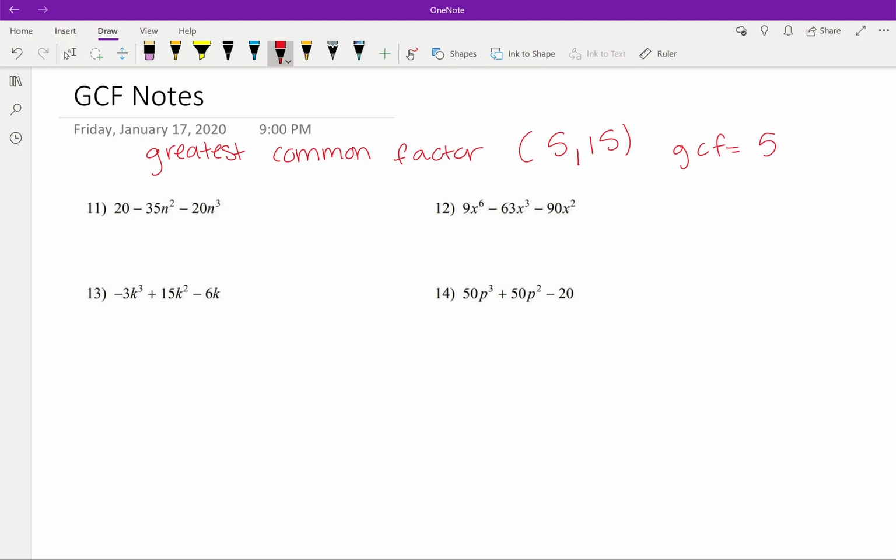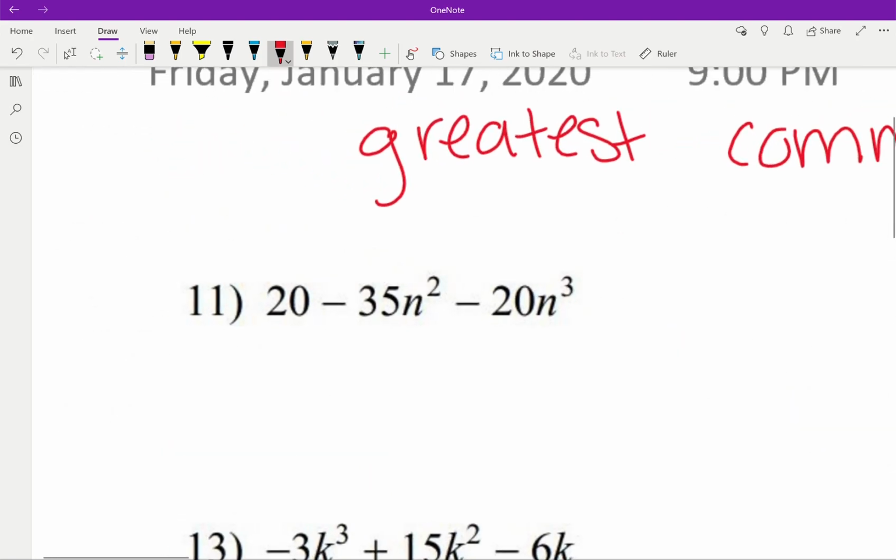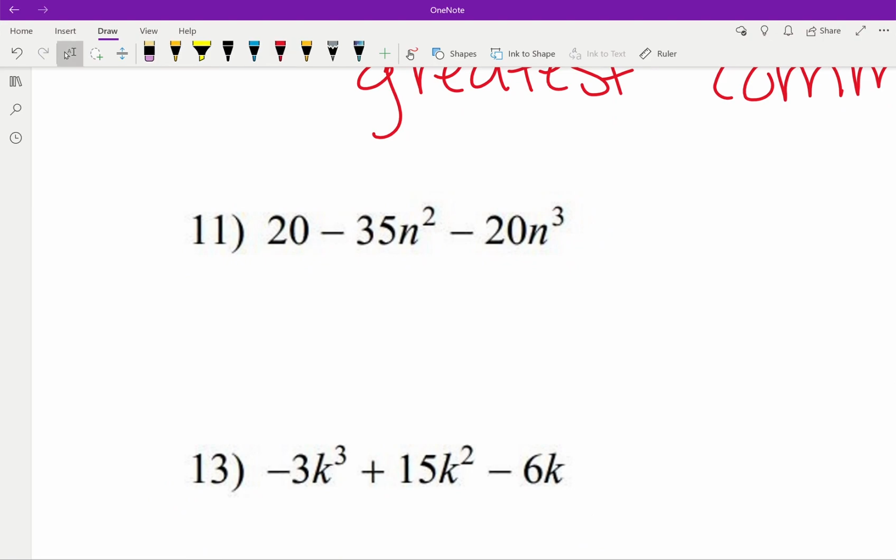Except now we're looking at GCF not at numbers but at our polynomials, just like we've been learning this week. Okay, so let's look at the first example here. We need to see what is the biggest term we can take out of all three terms. We have a 20, a negative 35, and a negative 20. Those are our coefficients. Then we have an n squared and an n cubed. Notice that this first term doesn't have an n, so we can't take an n out. If not every term has it, we can't take it out. So right now we're just looking at numbers.